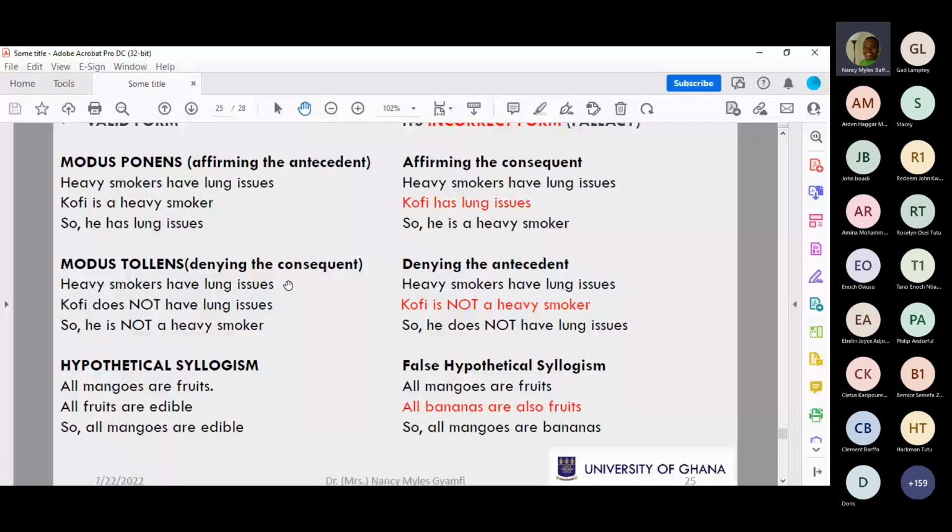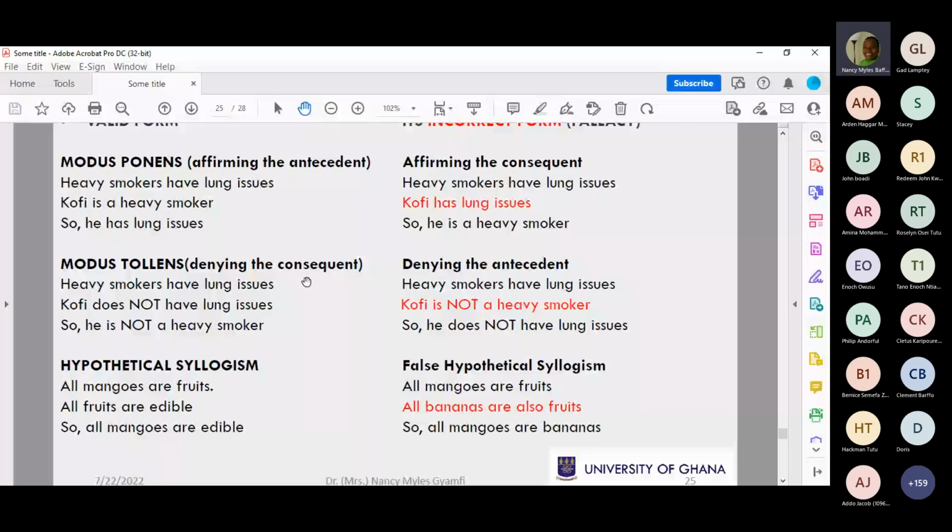Heavy smokers have lung issues. Say why? Modus tollens. Heavy smokers have lung issues. Kofi does not have lung issues, so he is not a heavy smoker. Very good. This is just like the pen one. When we said mangoes are fruits, this pen is not even a fruit. Then we can say that it is not a mango because it's not even in the box, the truck full of fruit. Then it cannot be a mango per our premises. Okay? This one is easier. Heavy smokers have lung issues. All heavy smokers are inside the set of those who have lung issues.